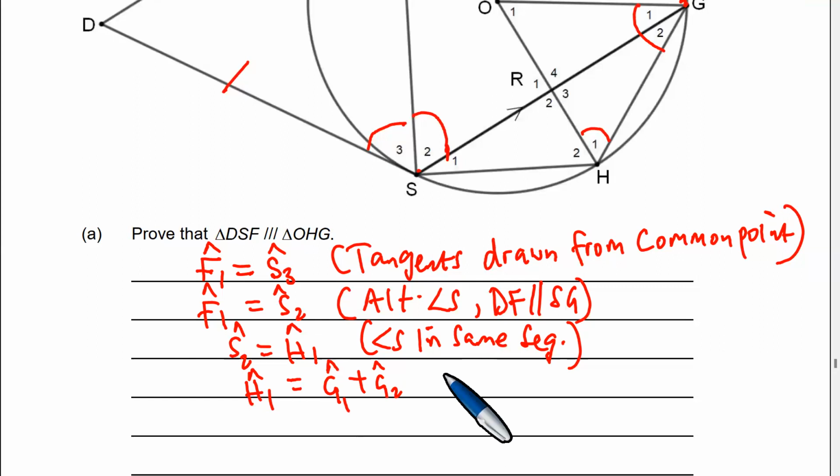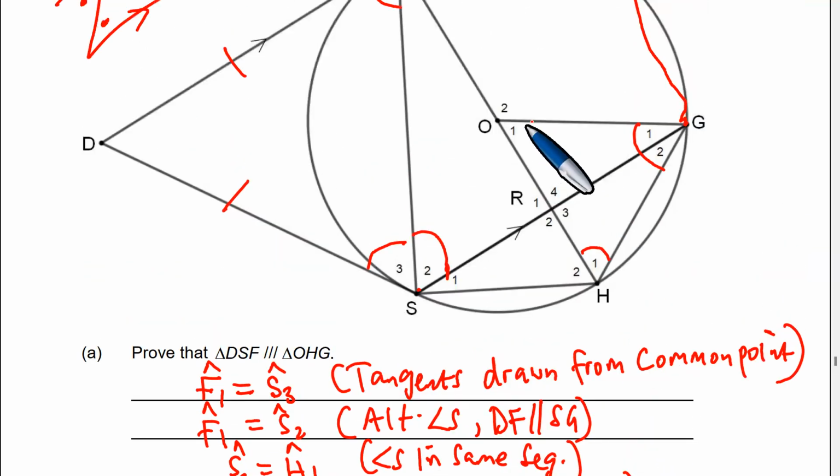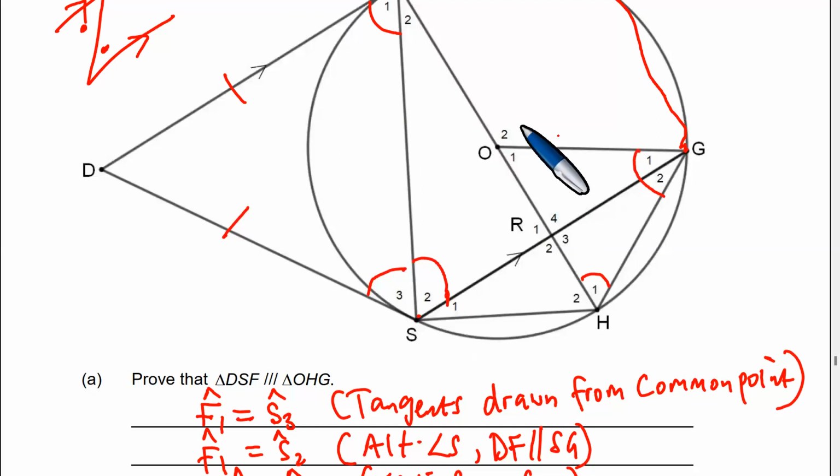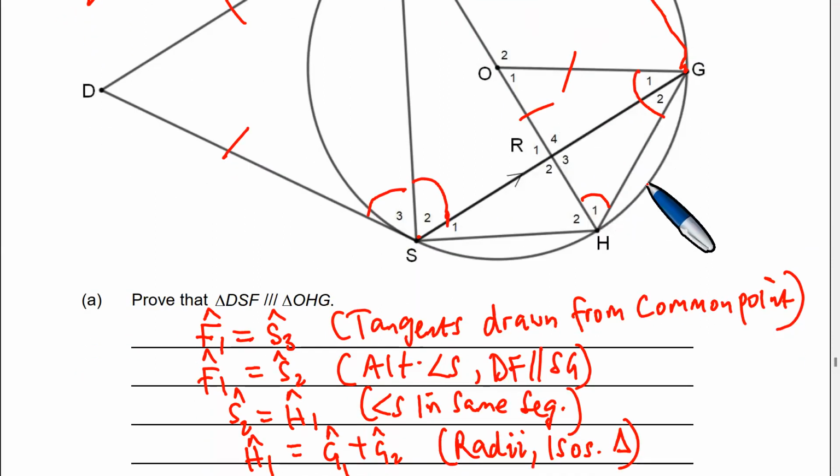Why? Because they are radii. Why? Because we have an isosceles triangle. You have radii here: this is a radius and that is a radius, so the base angles are equal. We have an isosceles triangle.